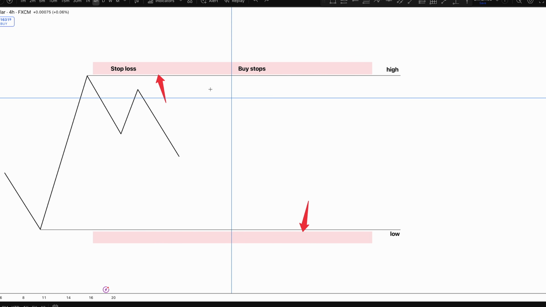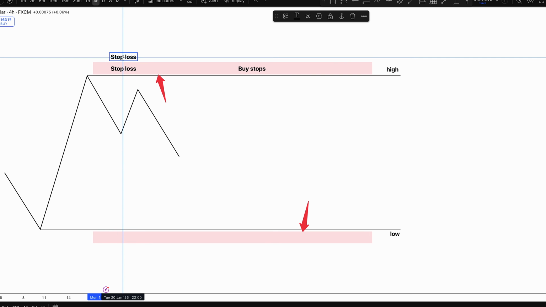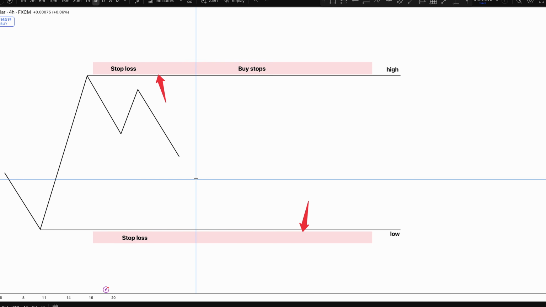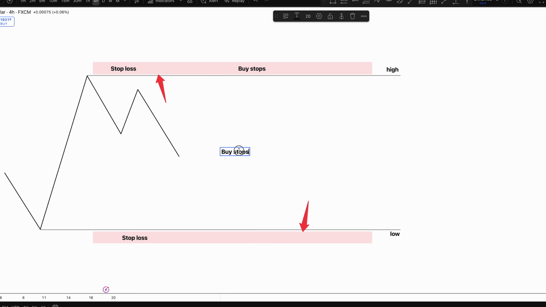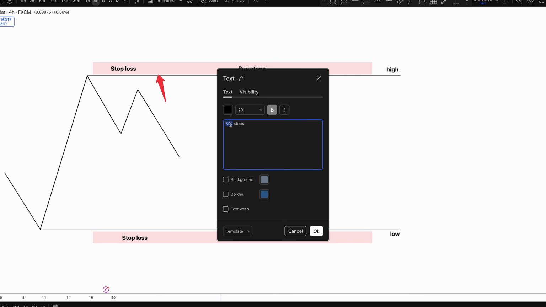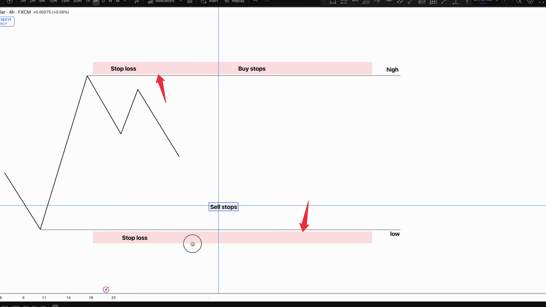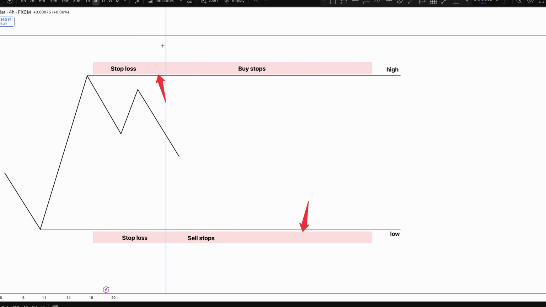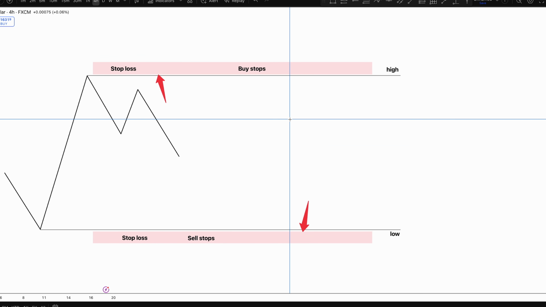So above swing highs, the liquidity will be in the form of stop losses and buy stops. Below swing lows, liquidity will be in the form of stop losses and sell stops, okay? So there we have our liquidity on the downside, liquidity on the upside, and both of these, as you can see, are simply just areas where there are lots of orders situated.